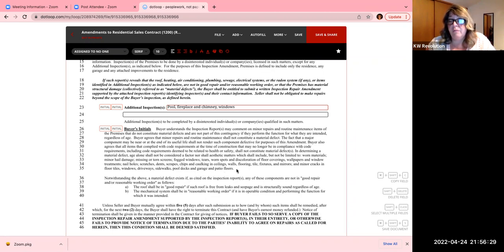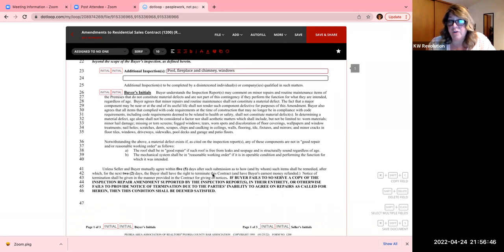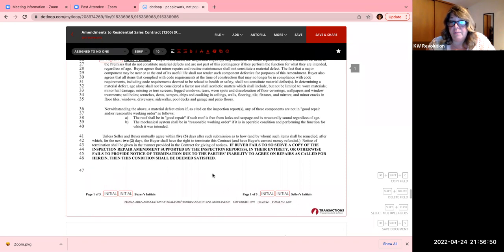And you need to be real careful as you're talking to your buyers to go over that very carefully with them. And then they have to initial that you went over that with them. So they're actually initialing, we had this conversation, and I understand that there's going to be items on this report that I do not have the right to back out of the contract or to even request in a repair amendment. So that's super important.